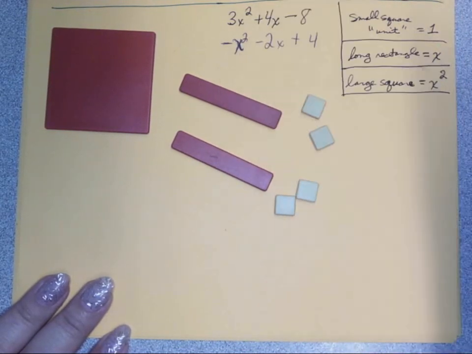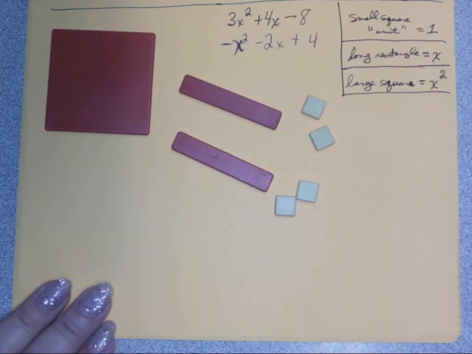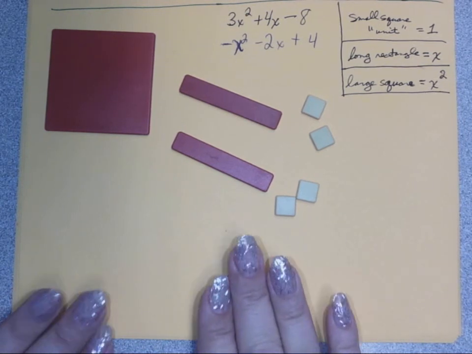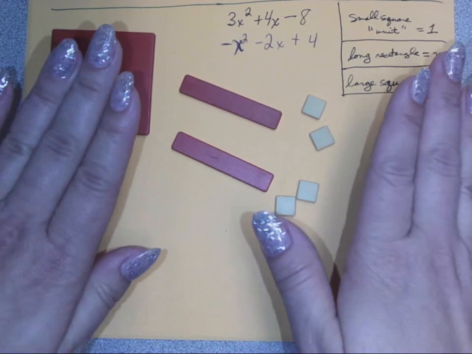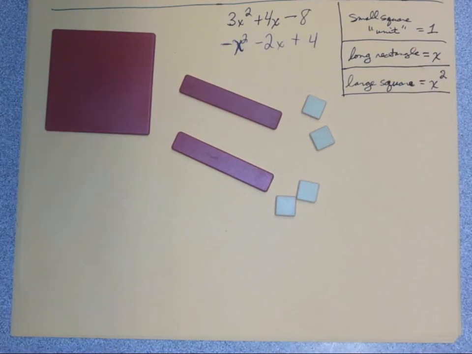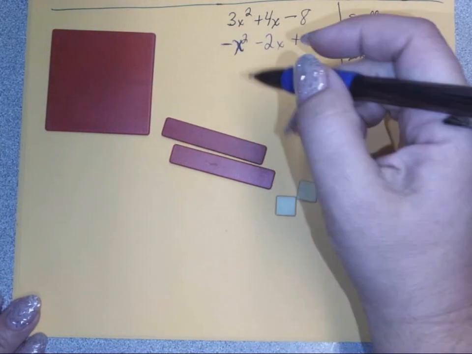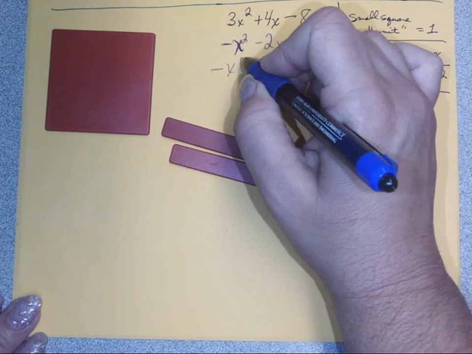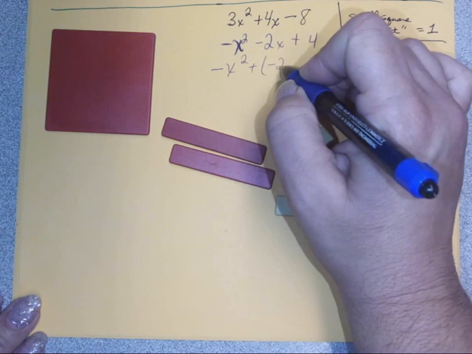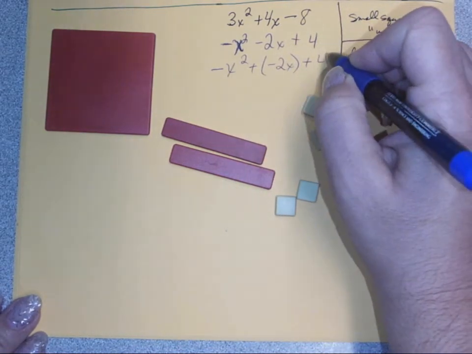Okay, if I could write today: negative x squared plus 2, or I'm sorry, minus 2x plus 4. And by the way, you'll learn as I go, as I put things on the board, I would call that adding. So an alternative for this could very well be negative x squared plus a negative 2x plus a 4.